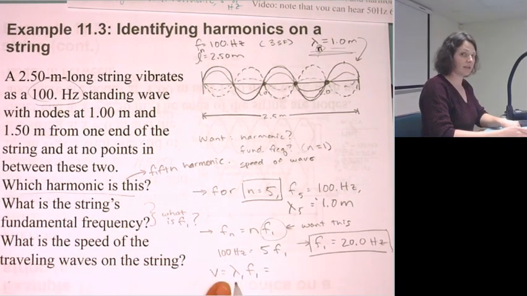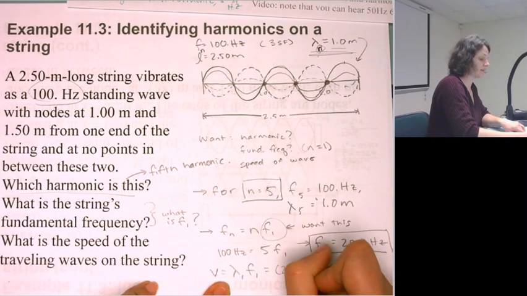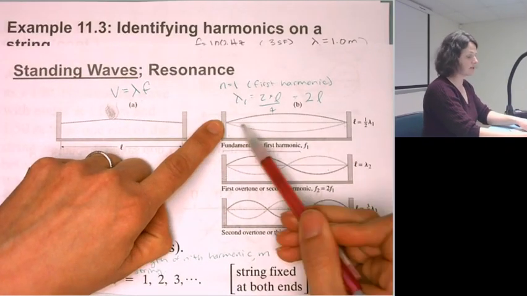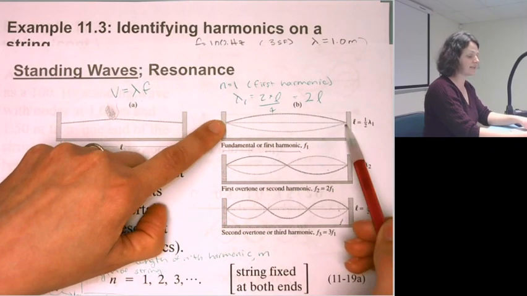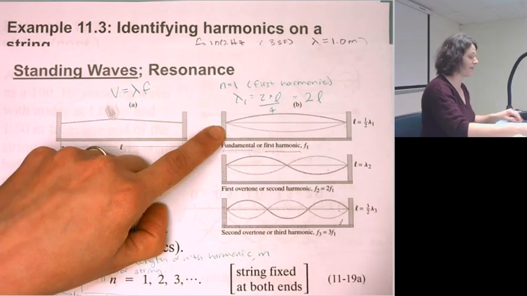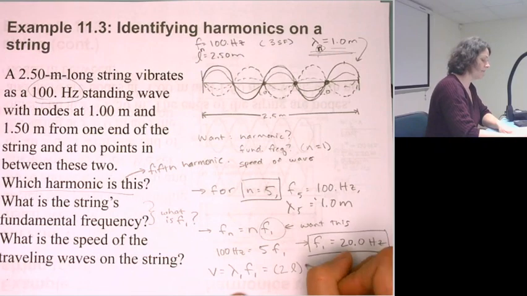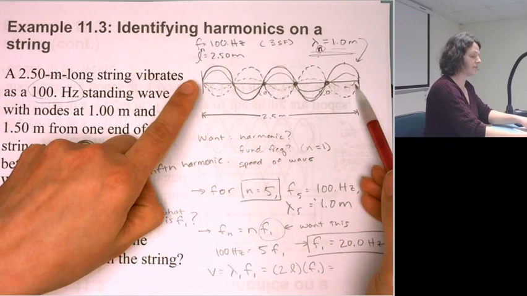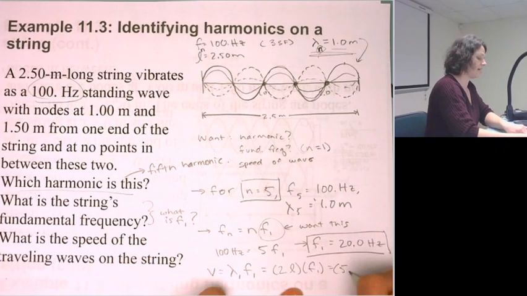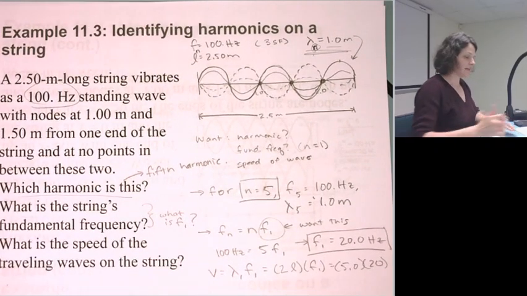Lambda 1, the wavelength of the 1 mode, is twice the length of the string. We did that just now, right? Here's the n equals 1 mode, the wavelength of this would be twice as long as the string is, because this is only half of a wavelength. So 2L times F1, which is 5 meters, right? The string itself was 2.5 meters. So this is 5.0 times 20. 5 times 20 is 100 meters per second.